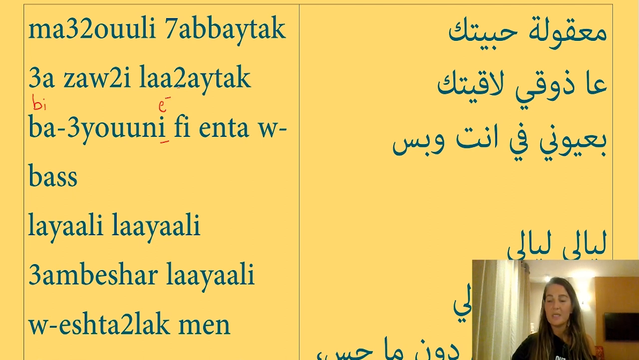So if I want to say to someone that you are in my eyes, I say انت بي عيوني, you are in my eyes, which means I really like you or I really care about you. So بعيوني, here she pronounces it, في, there is, انت, you, وبس, and only. In my eyes, there is only you, basically.